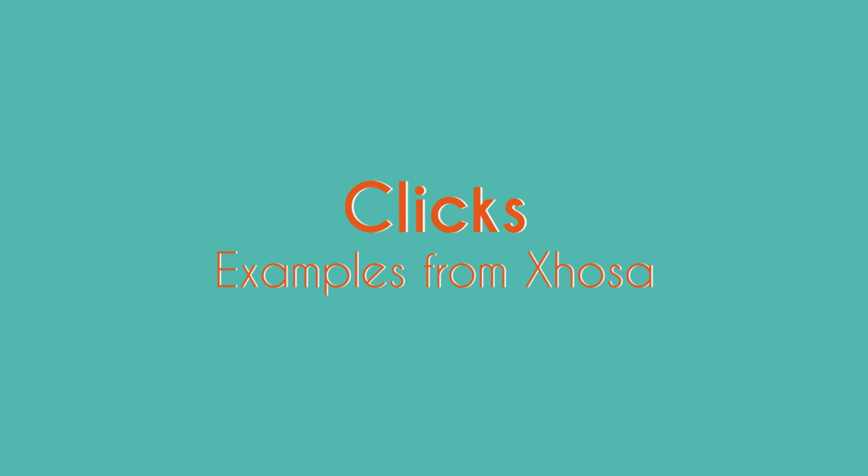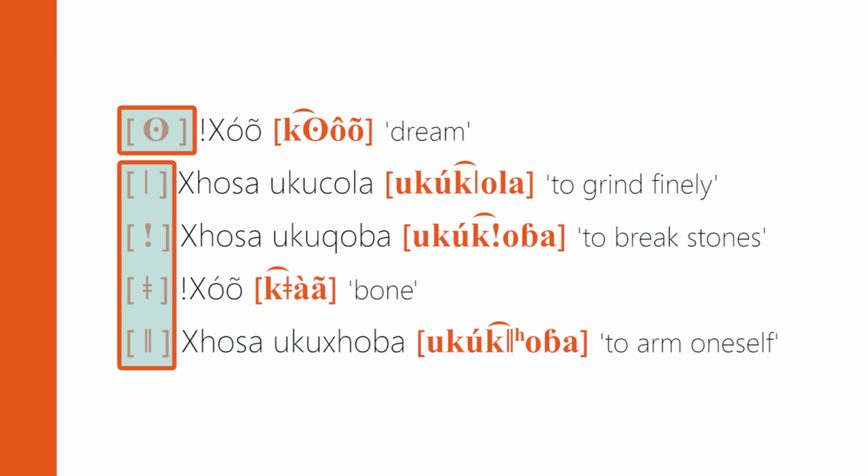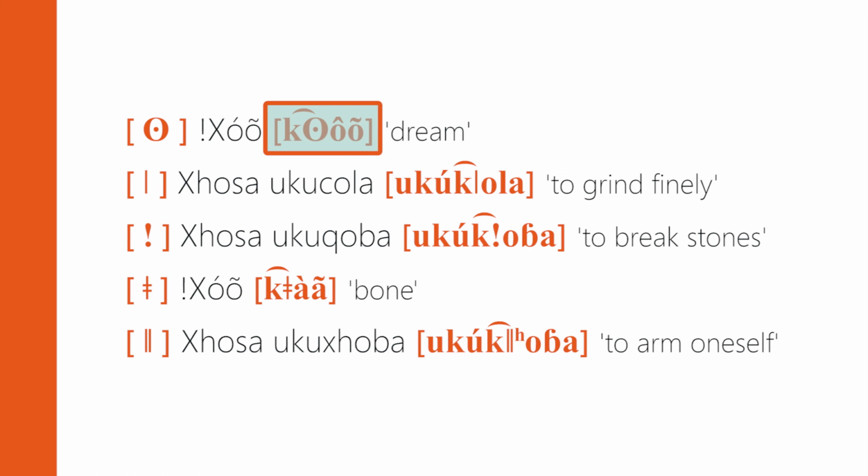Clicks, examples of words. You can see here there's a velar click. To the left you can see the velar symbol. In the context you can see that put together using a tie bar in a word that means dream.